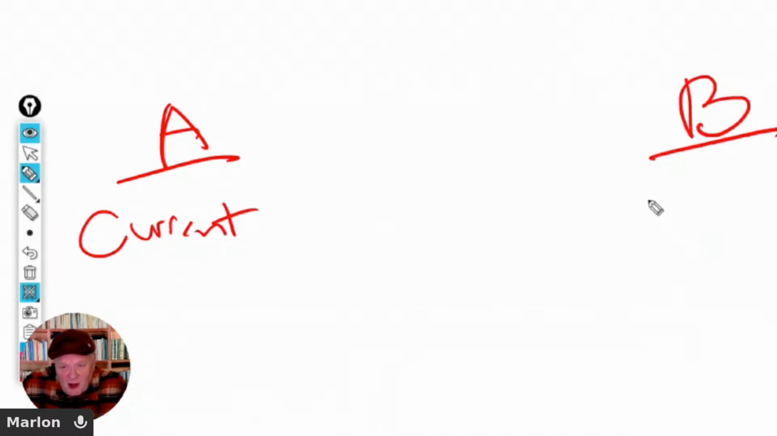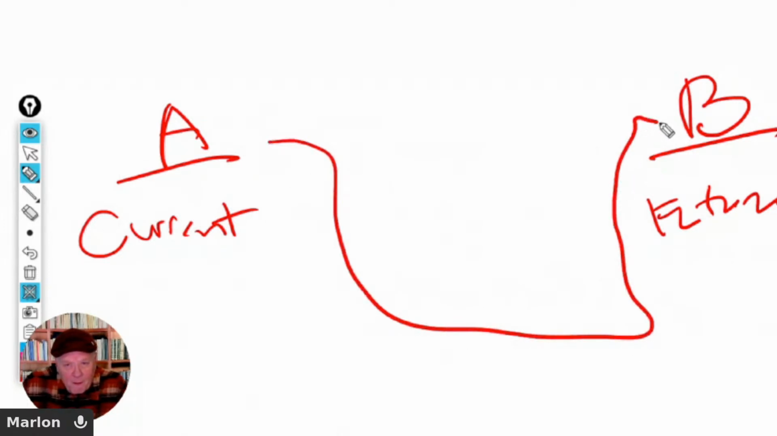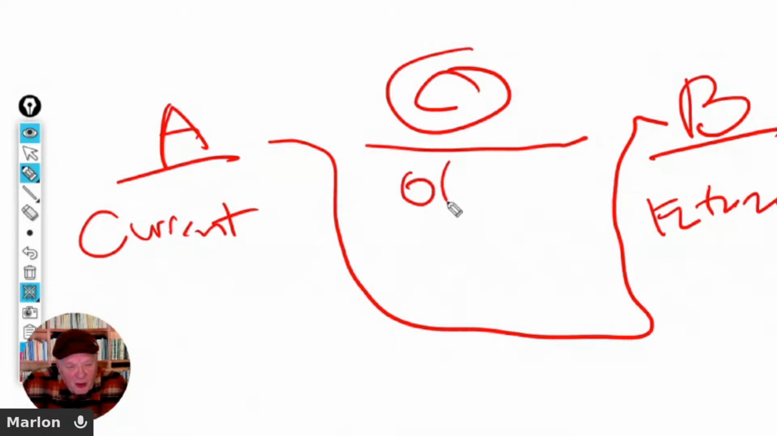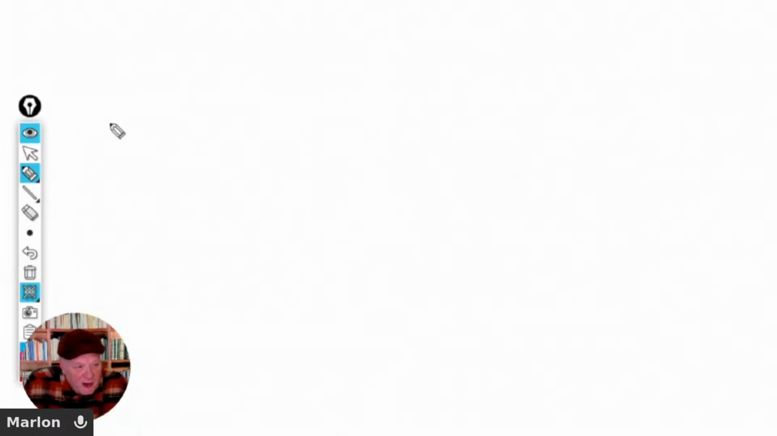Point B is the future state. This is the gap. And then your bridge is point C. That's your offer, the offer that's going to bridge between point A and point B. Now, I'm going to give you an example of this.